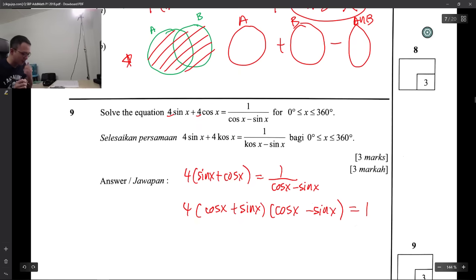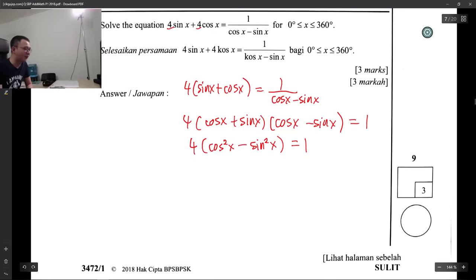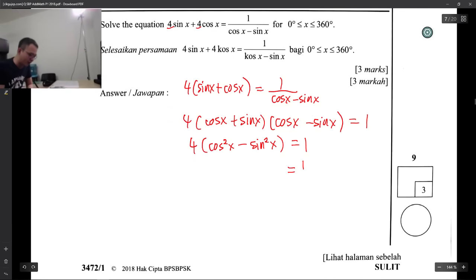Equals to 1. Why do I do that? Because it's easier for me to explain the formula. A plus b, a minus b, you get a square minus b square, right? Alright, and then the 4 I am going to move to the other side. It becomes 1 over 4 here. And cos square minus sin square, you know this is cos 2x, right?